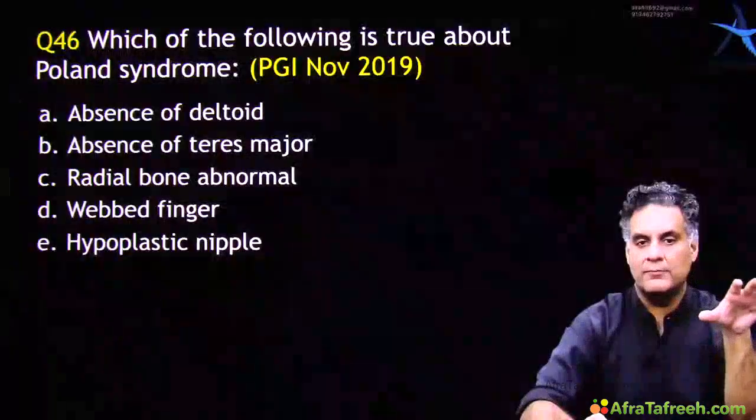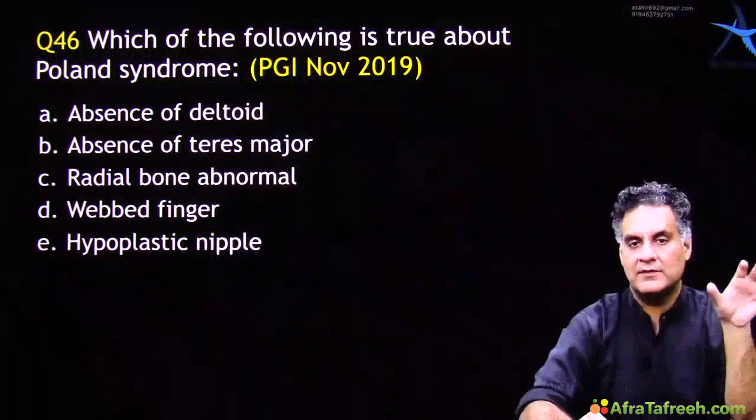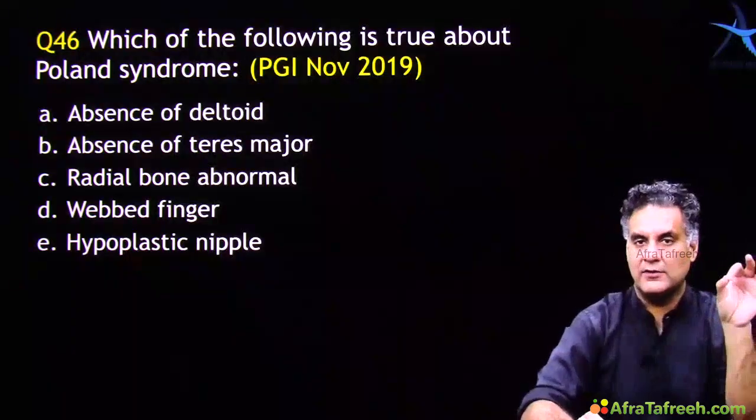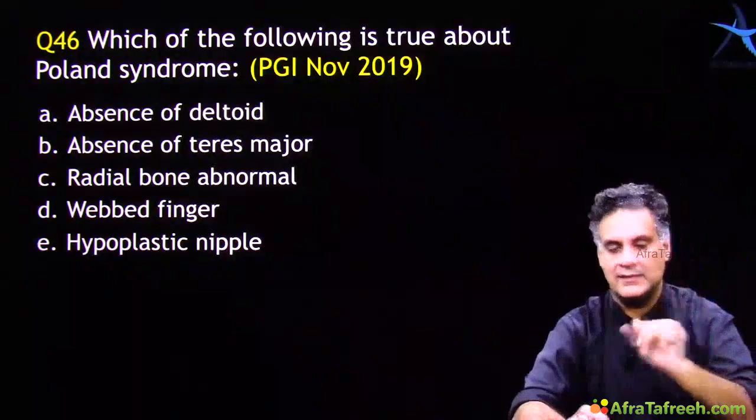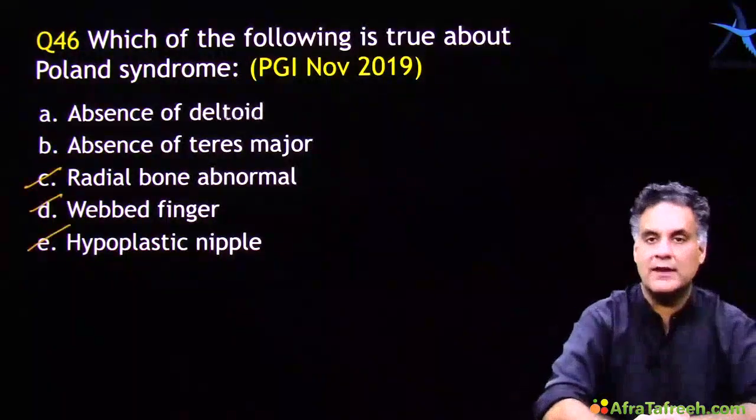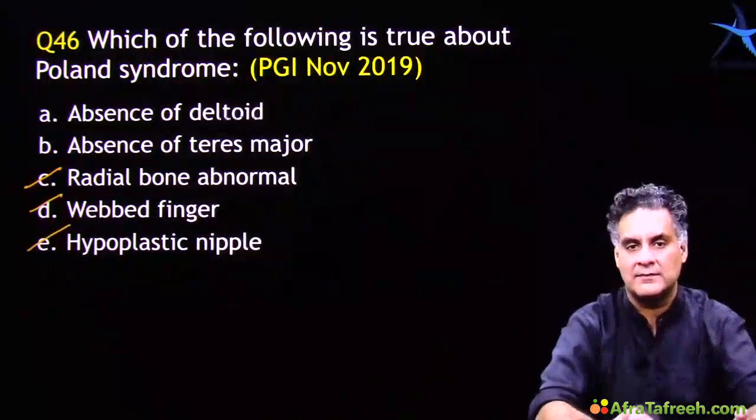Which of the following is true about Poland syndrome? Absence of deltoid, absence of teres major, radial bone abnormal, web finger, hypoplastic nipples. So C, D, E is okay because the problem is in the pectoralis muscles.